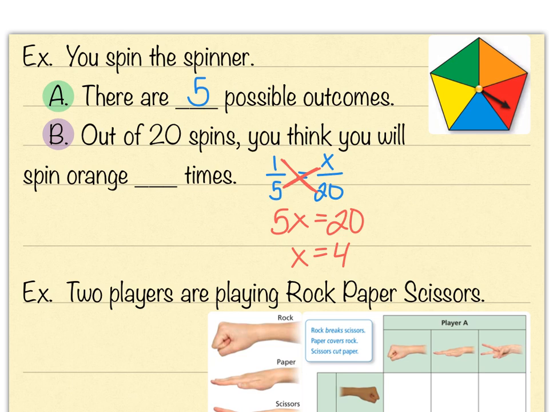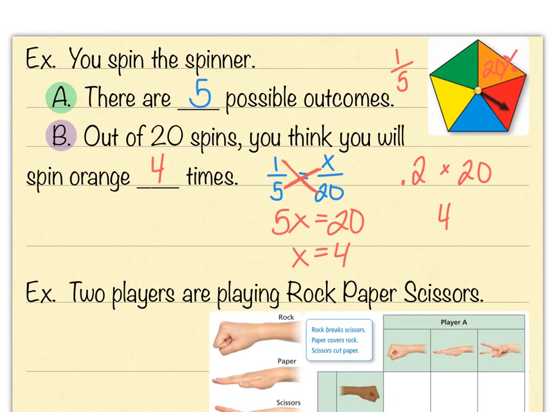Or you could use decimals, and you could say, well, if the probability of getting an orange is 1/5, 1/5 is the decimal 0.2, 2/10. And so if I'm going to get orange 20% of the time, then 0.2 times 20 spins means we'll get 4. 0.2 times 20 is 4. So the number of orange tiles we should get is 4. We should spin orange 4 times.